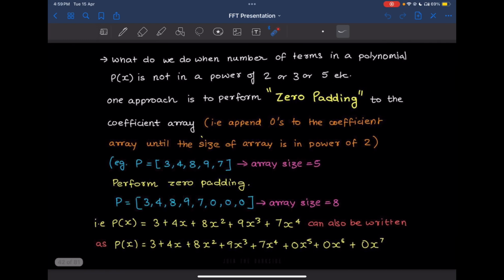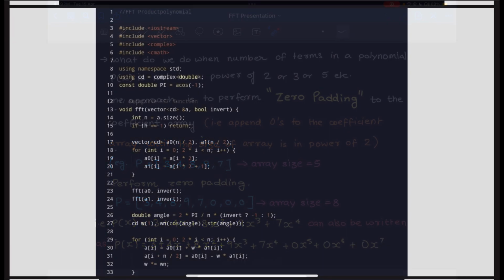Now, what do we do when the number of terms in the polynomial is not a power of 2? Well, we perform zero padding. Zero padding essentially means you are adding zeros to your coefficient polynomial array such that the number of terms in your array is a power of 2, and then you apply the FFT operation on that particular array to get the result.